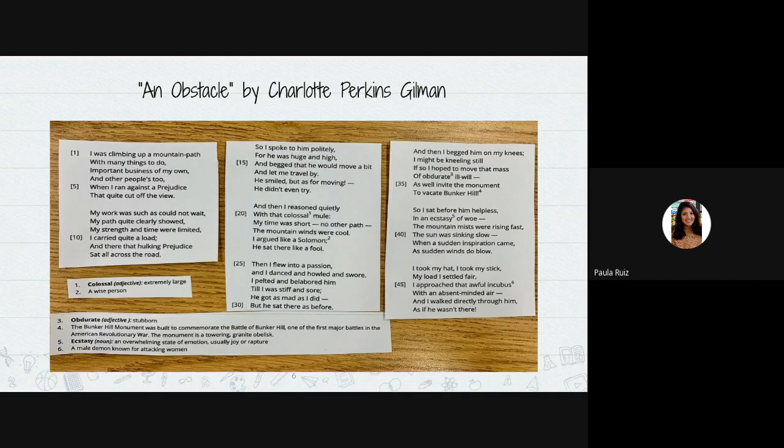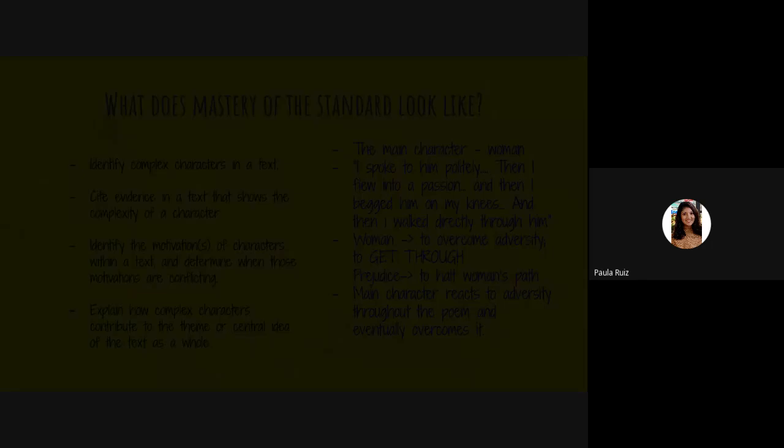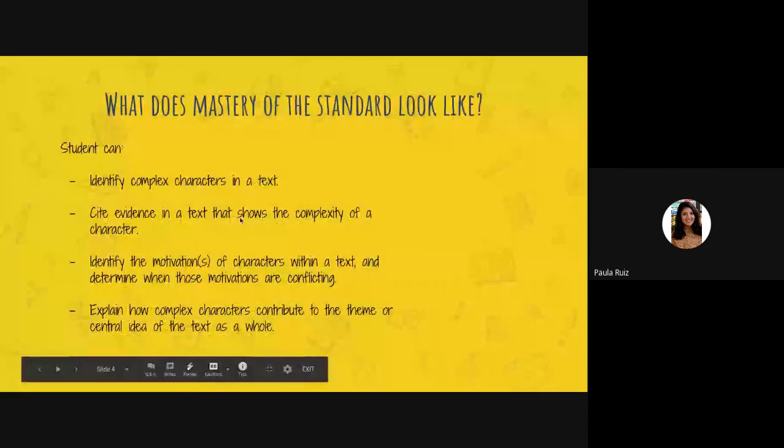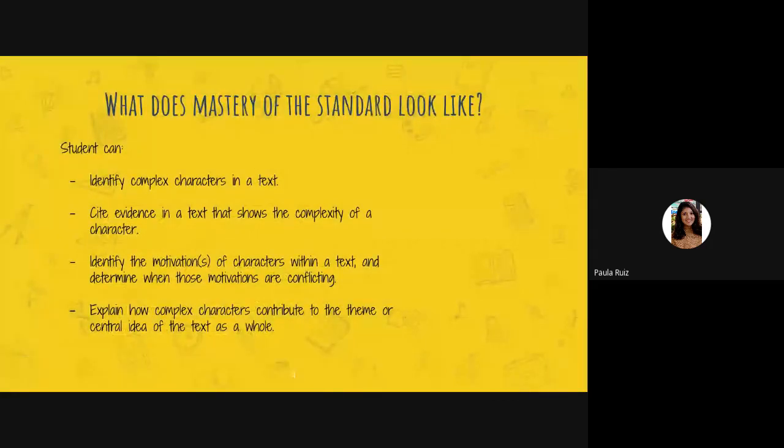Okay. So that is where you are citing evidence that shows that she is a complex character because she underwent many changes in this text. Okay. So now looking at the motivations of the characters within the text, determine when those motivations are conflicting.